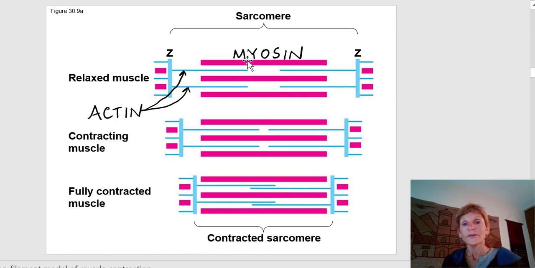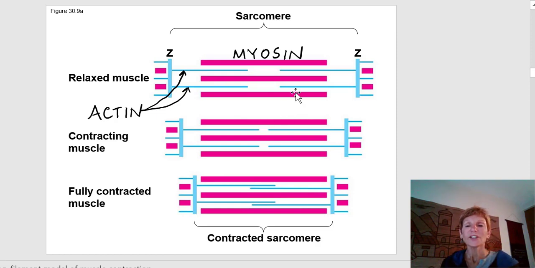When a muscle starts to contract, the sarcomeres have boundaries called the Z lines. The Z lines are going to get closer together, and the whole sarcomere is going to shorten upon contraction. Note that the myosin does not change its length and the actin does not change its length. All they do is increase their overlap upon contraction.